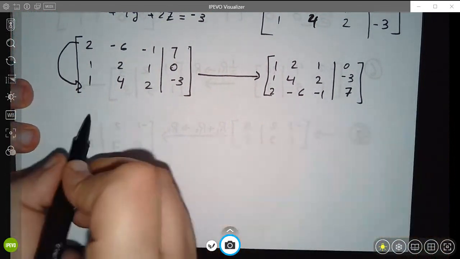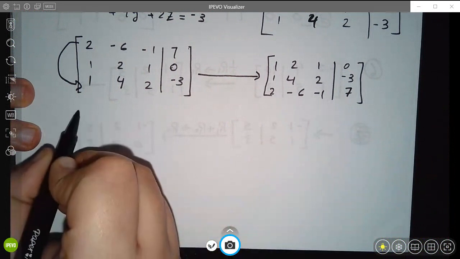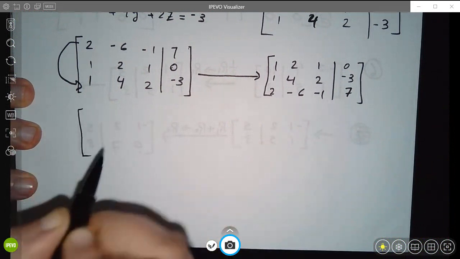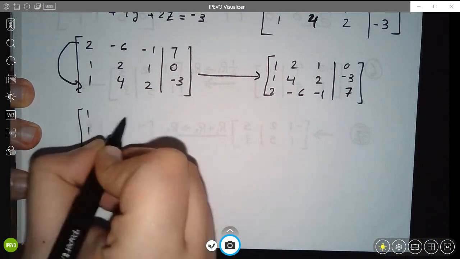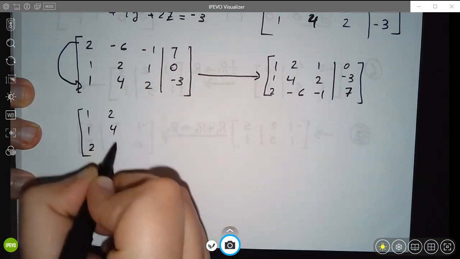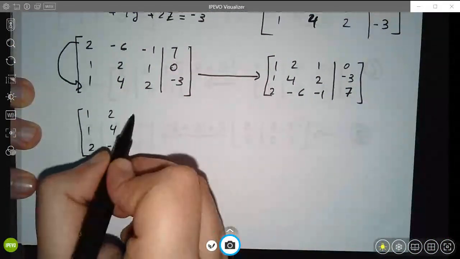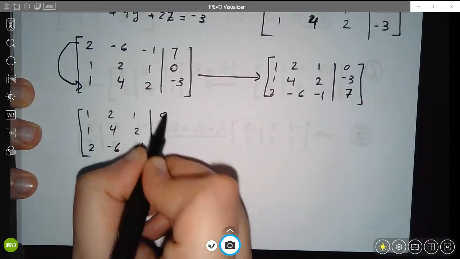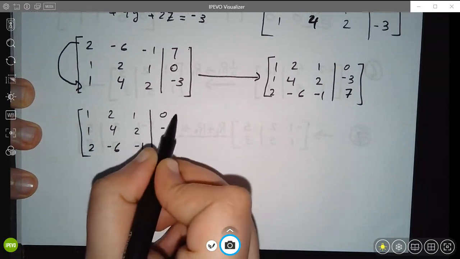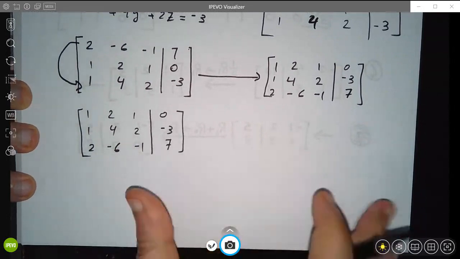Now I'm going to copy this one right here. You always start with the last matrix you did. So you have 1, 1, 2. We have 2, 4, negative 6, and 1, 2, negative 1, 2, 0, negative 3, and 7. So that's the matrix.